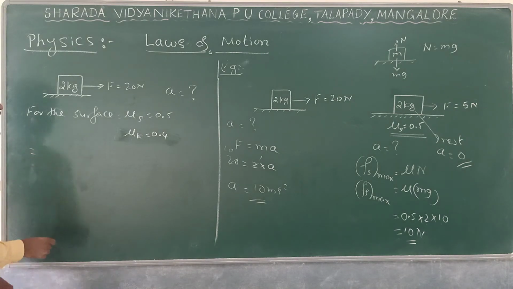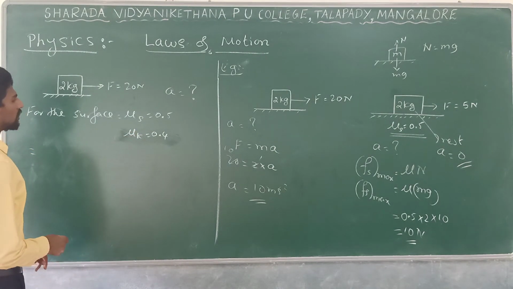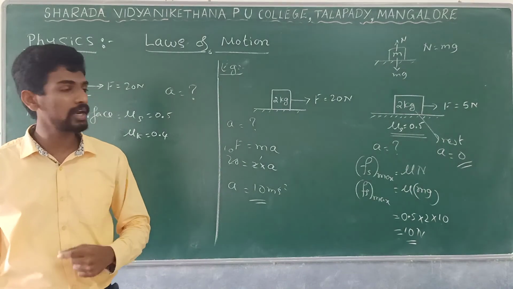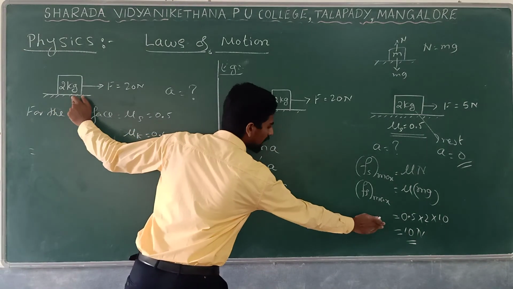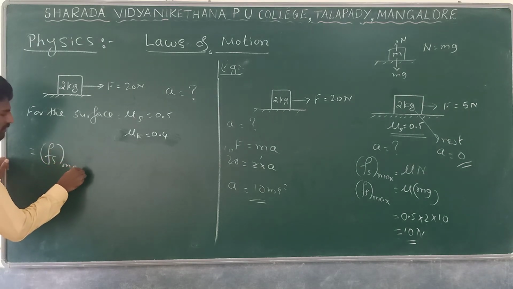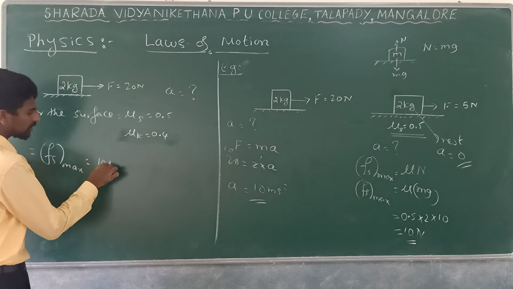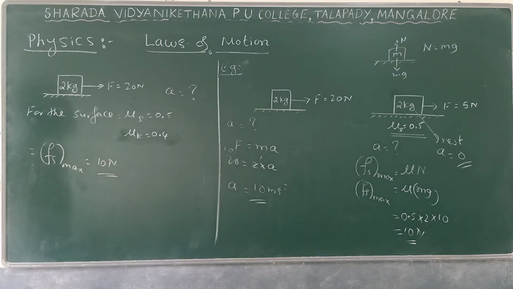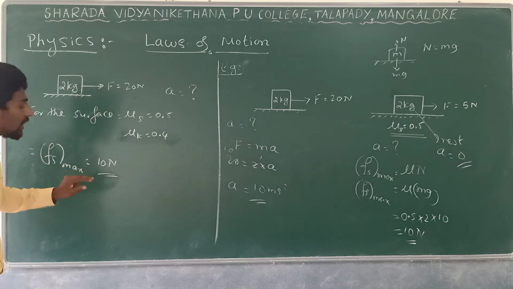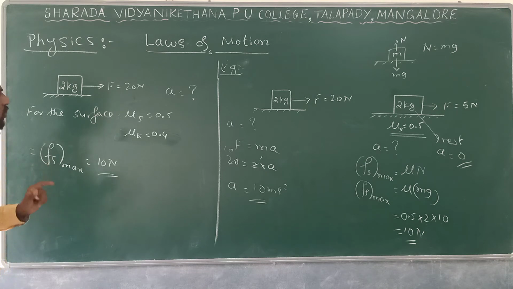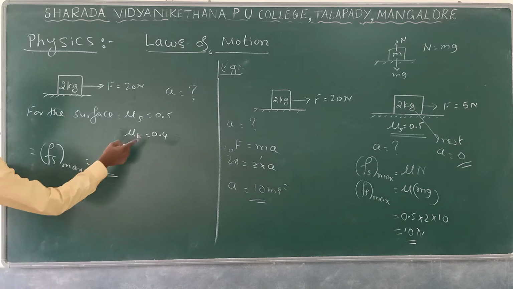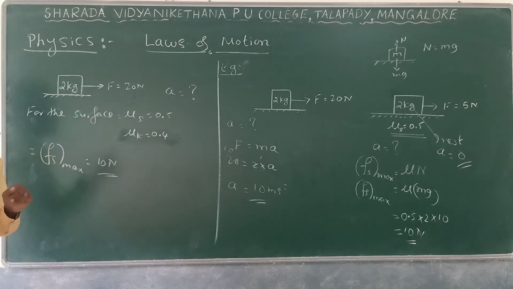So mu s is equal to 0.5. You have to find whether this applied force is more than the maximum frictional force. Already in the second problem you got F maximum. How much is it? I am not calculating again. You got 10 Newton, correct? But the applied force is 20 Newton. Yes, this applied force is more than the maximum frictional force. So this body is moving. But when it is moving, there is no static friction, it is kinetic friction.